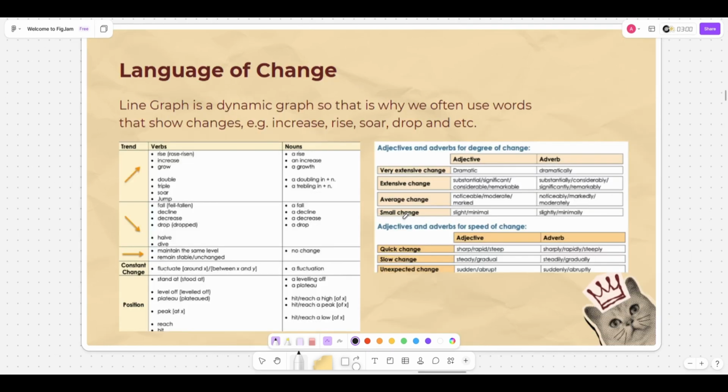Now let's talk about vocabulary, because line graphs are dynamic, meaning they show change over time, and to describe change well, you need the right words. For upward trends, you can use verbs like this. For downward trends, like this. For no change and for fluctuation, you can see some words here as well. You also need adjectives and adverbs to describe how much and how fast something changes. For example, a dramatic increase, dramatically, a significant rise, significantly, and so on. Using this kind of language variety will seriously boost your lexical resource score. Try to use at least 5 or 6 different change words in your essay.